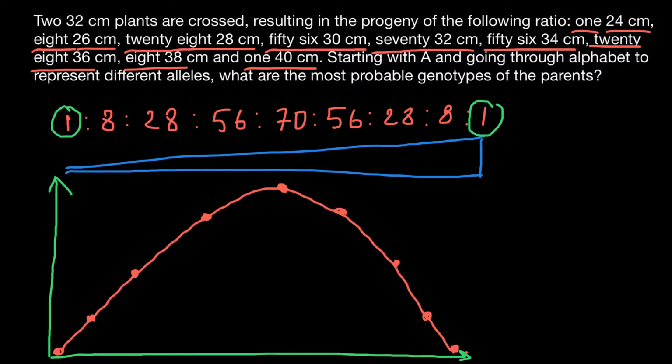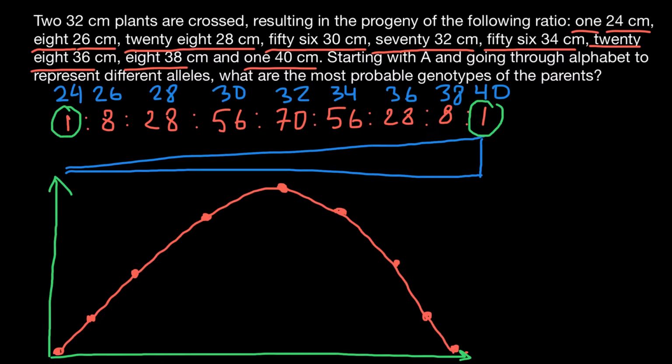Now you see this picture better. So here's a distribution of frequencies of different phenotypes. Again, this is going to be a plant that is 24 centimeters tall, and this is going to be a plant that is 40 centimeters tall. And for example, this plant is going to be 26, 28, 30, 32, 34 centimeters tall, and 36, 38. So now take a look.